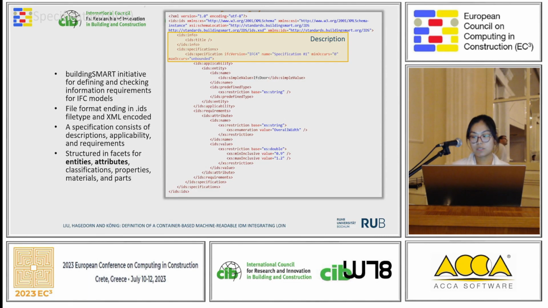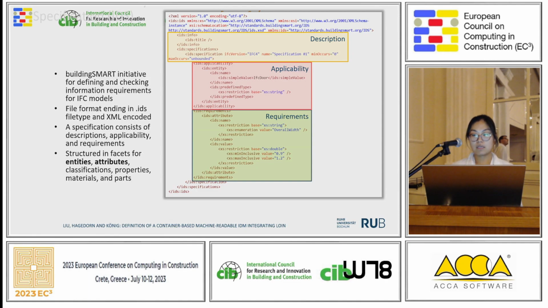First, a description for human understanding with an explanation of why the information is required, and then the applicability for specifying the IFC entities or classes to which the information requirements should be applied. And the third one is the specification of the requirement itself. So this example defines a very simple requirement for the entities belonging to IFC door, and they need to have a width value between 0.9 and 1.2 meters.